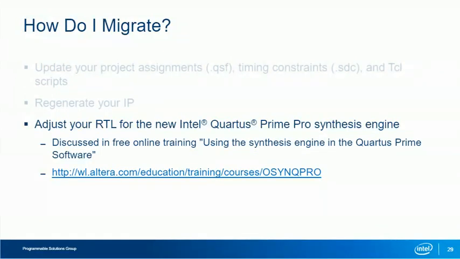The final step for migrating a design to the Intel Quartus Prime Pro Edition software is to modify your RTL code to be compliant with the new synthesis engine. Most code will not require many, if any, changes to be compliant, but it's still a good idea to go through your code and check to see if adjustments are needed. To learn all about the optional and required code changes when moving to the synthesis engine, see the free online training, Using the Synthesis Engine in the Quartus Prime Software, linked here.